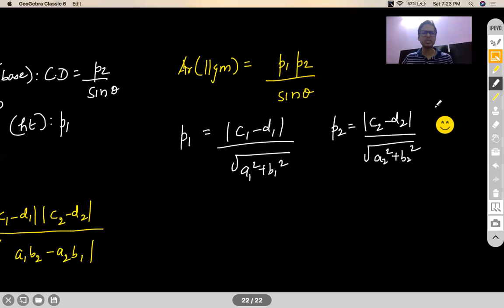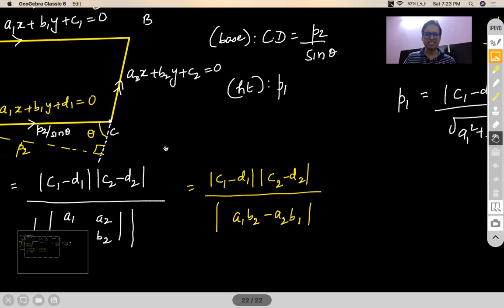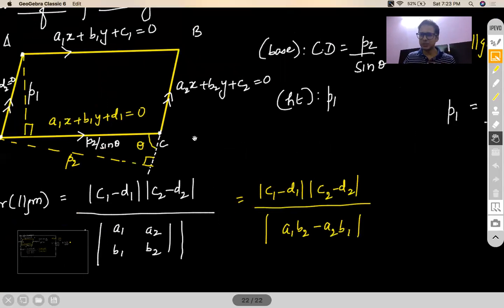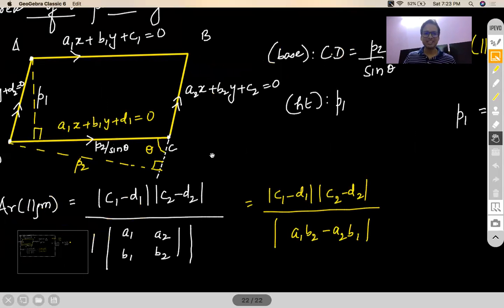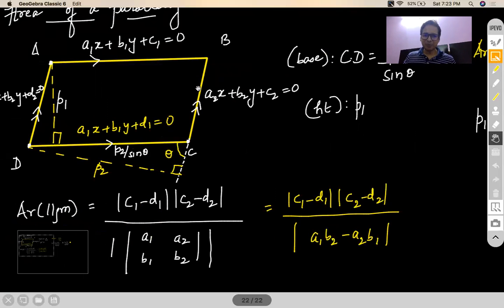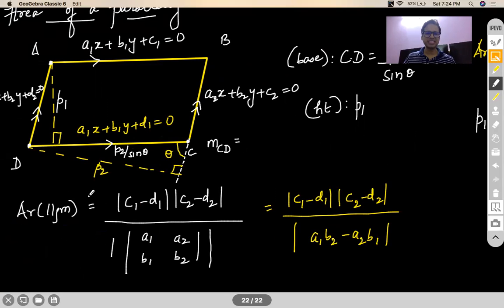Now, sine theta is going to give us a little bit of trouble, but I'm sure you will be able to understand that. So theta is basically the acute angle between CD and BC, isn't it? So what is the slope of CD? I'll write it down over here. Slope of CD will be minus A1 by B1, and slope of BC is going to be minus A2 by B2. Correct? And this theta is the acute angle between them.